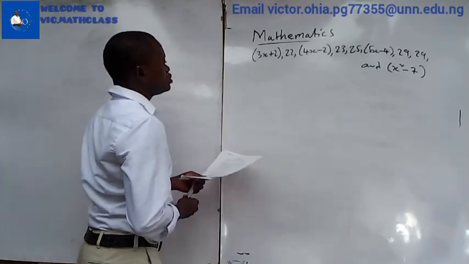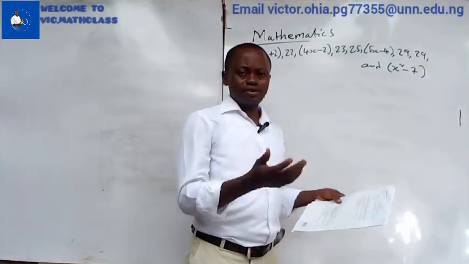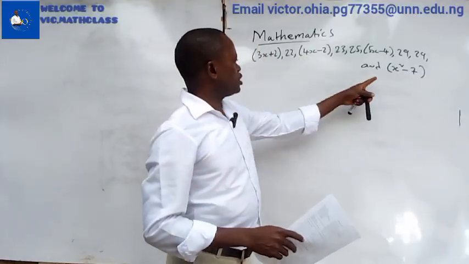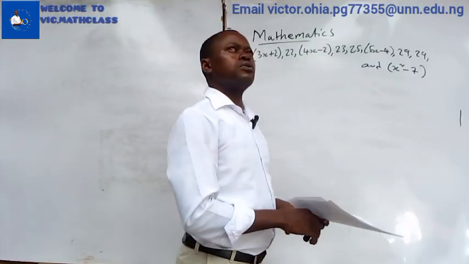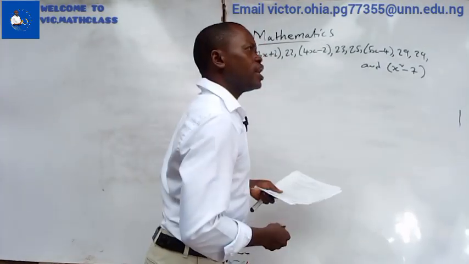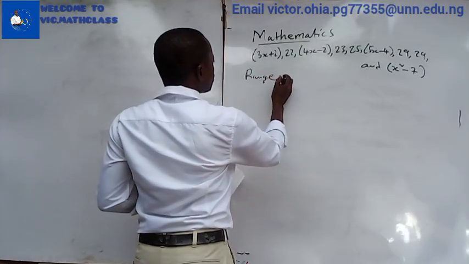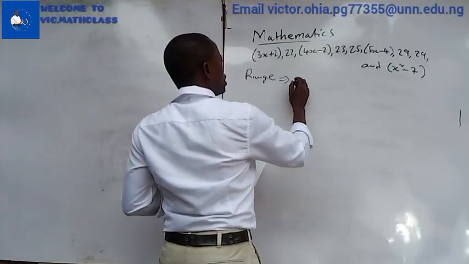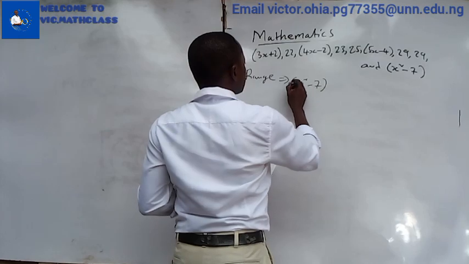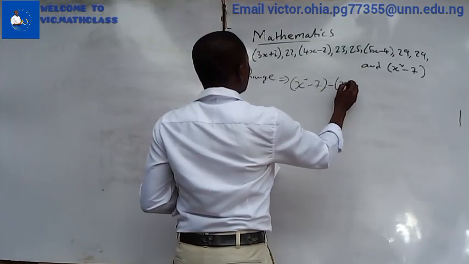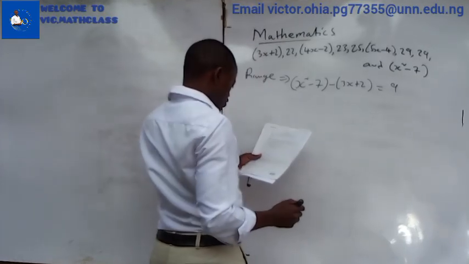The fact that they have said these scores are arranged in ascending order means obviously this will be the minimum and this will be the maximum. And range is maximum minus minimum. So what we are going to have in the range will be x² - 7 minus (3x + 2), which is the minimum, equals 9. They say the range is 9.